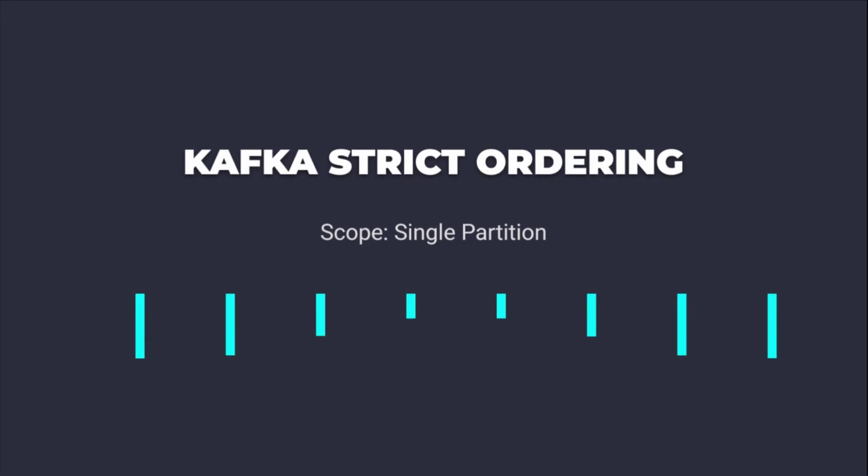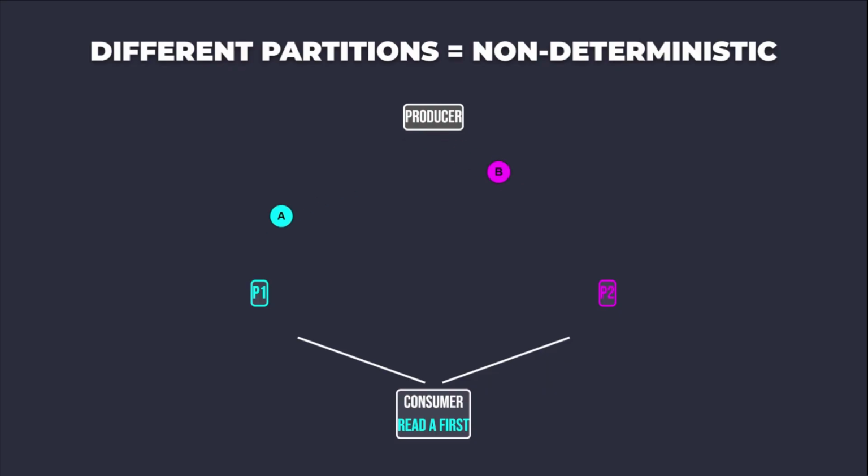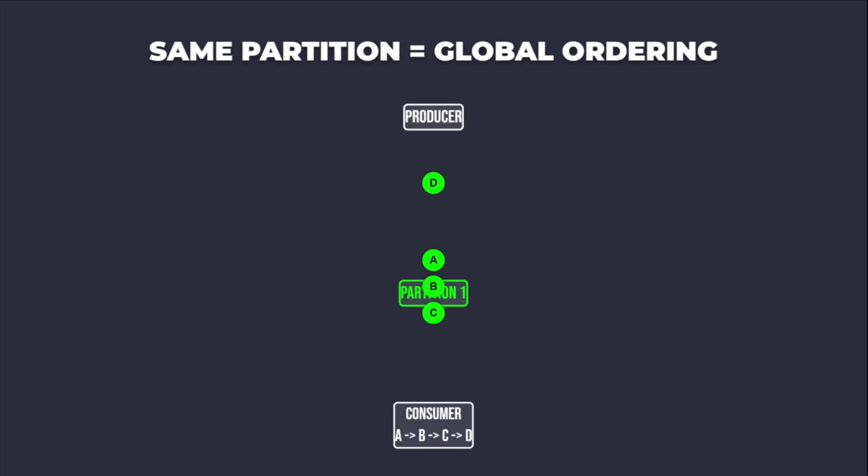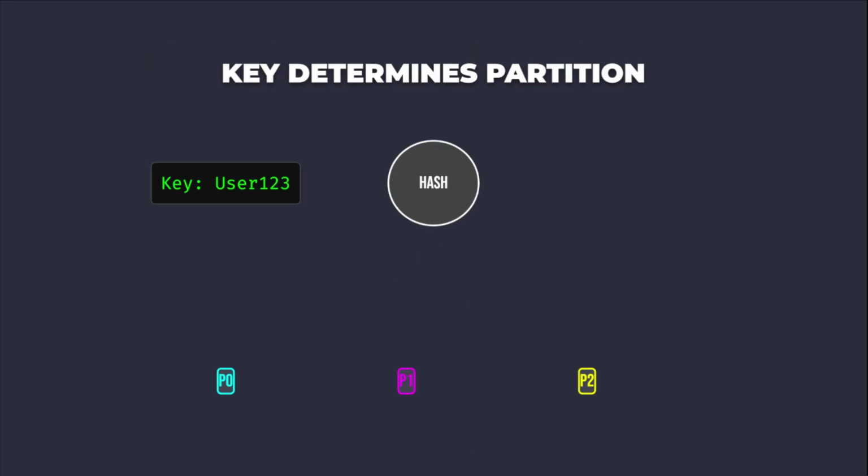Kafka guarantees strict message ordering only within a single partition. If two related events, event A and event B, land on different partitions, their consumption order is non-deterministic, regardless of their production timestamp. To enforce global ordering for a sequence of related events, all those events must be routed to the same partition. This routing decision is determined by the message key and the partitioner implementation on the producer side.